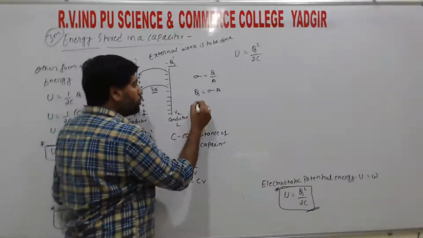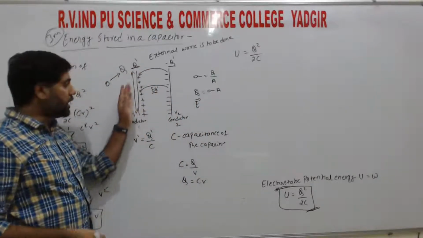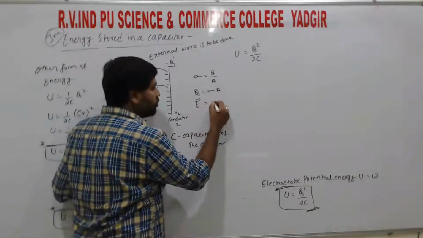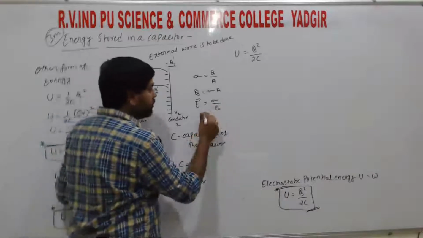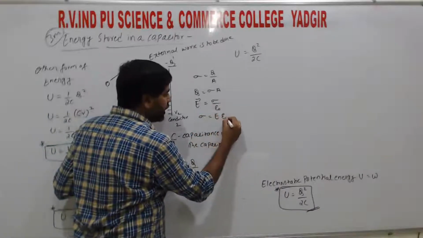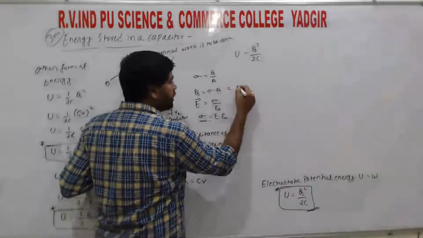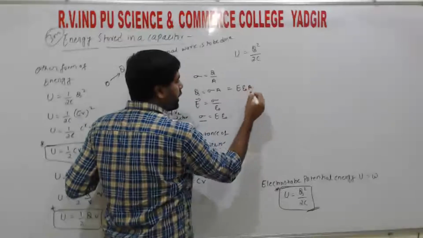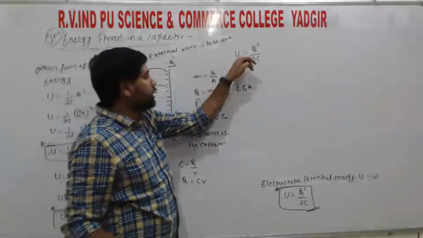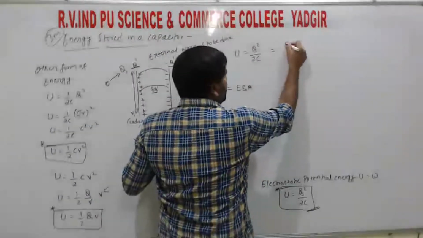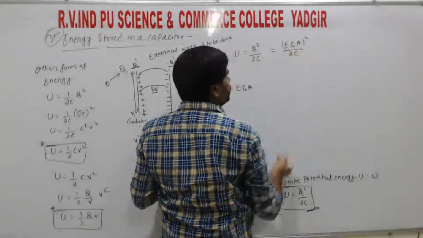So now we know the electric field intensity at the surface of a charged conductor. We know the relation E is equal to sigma by epsilon naught, right? So from this relation we can write sigma is equal to E into epsilon naught. So substitute the sigma value in this relation. So we get E epsilon naught A. So Q value becomes E epsilon naught A. Now substitute this Q value in the energy equation. So we get E epsilon naught A whole square by 2C.